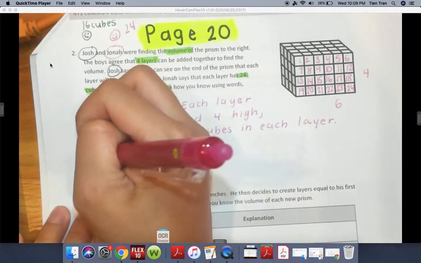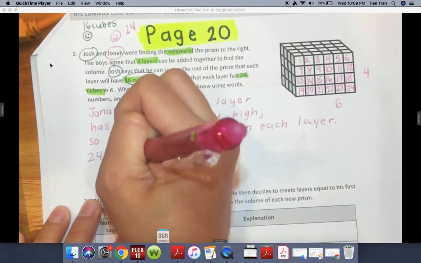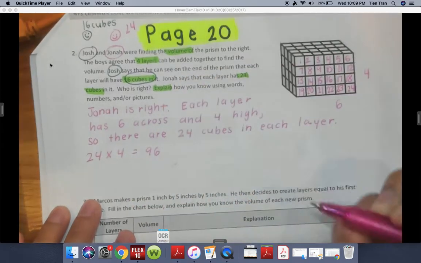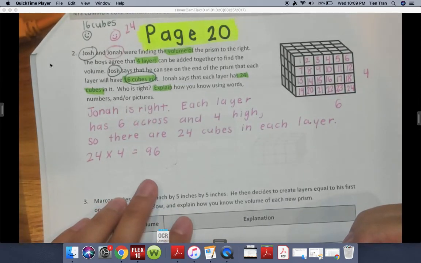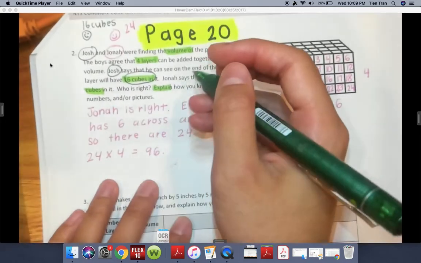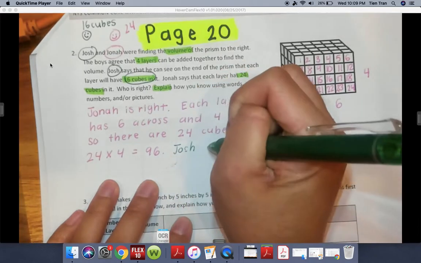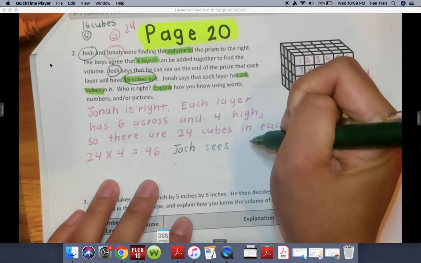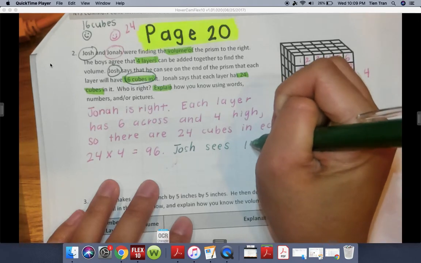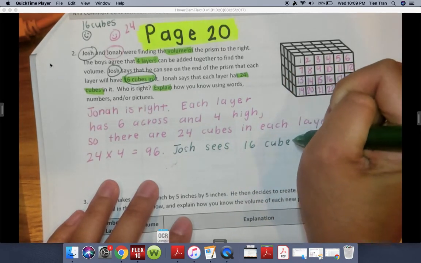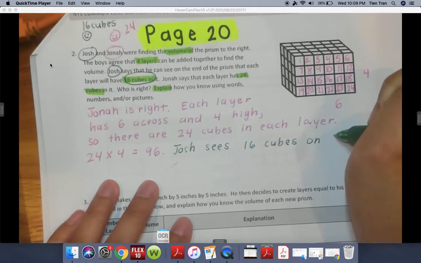4 is equal to 96. Now Josh thought differently, so I'm going to change the color so you can see that. Josh sees 16 cubes on the N layer.